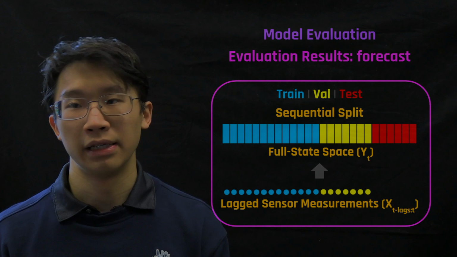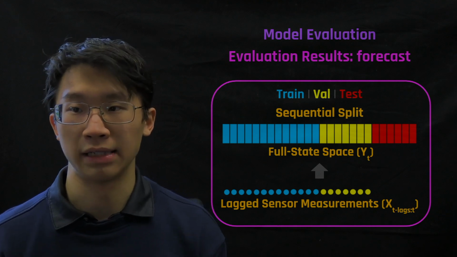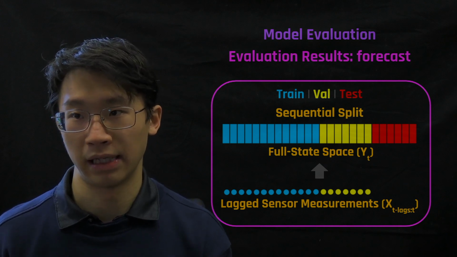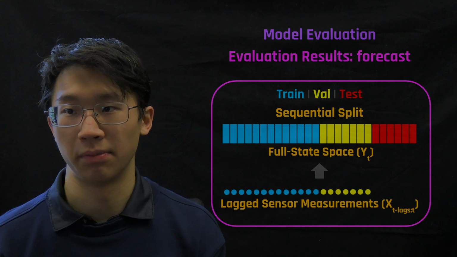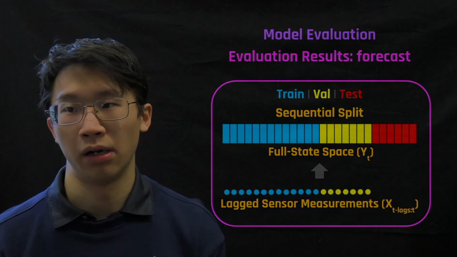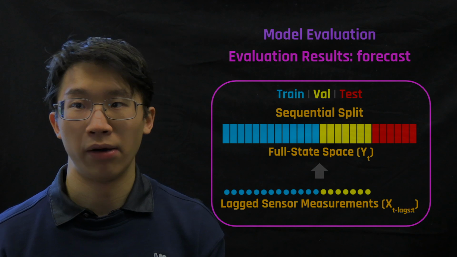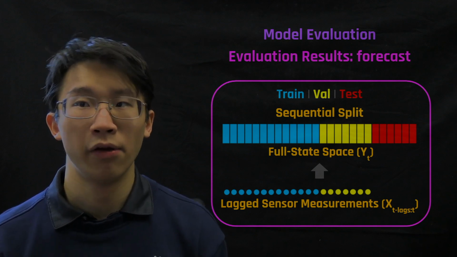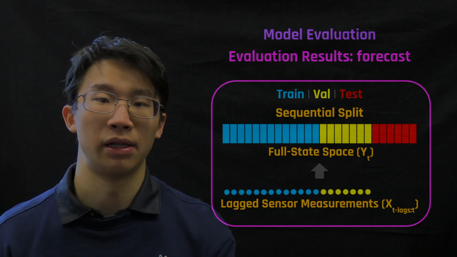Next we have forecast. This is the error where we perform a pure forecast. So we don't have the test sensor measurements. Instead, we use our sensor forecaster to forecast these measurements and then predict what the full state would look like. Out of the three between reconstruct, predict, and forecast, forecast typically does the worst, and reconstruct typically does the best.